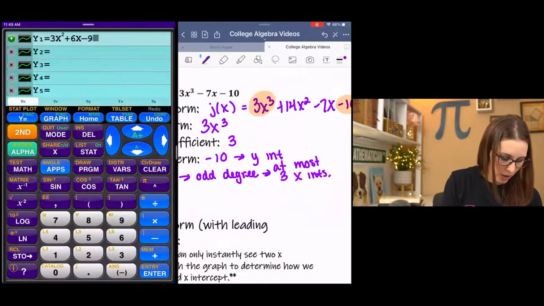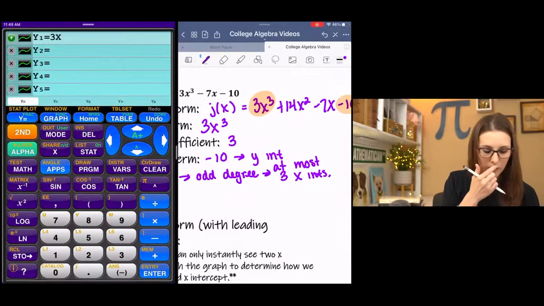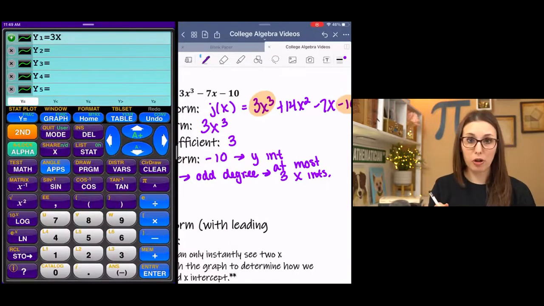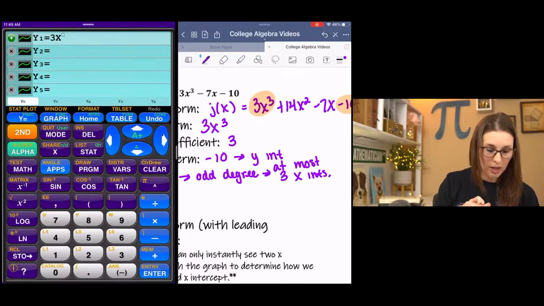Hopefully, if you did it in the calculator, you typed in 3x. If you're looking for the raised to the third button, you're going to have to use the caret function, which in this calculator is above the division symbol. And you can see it raises it to the third.